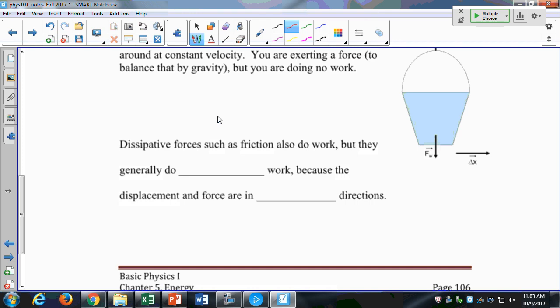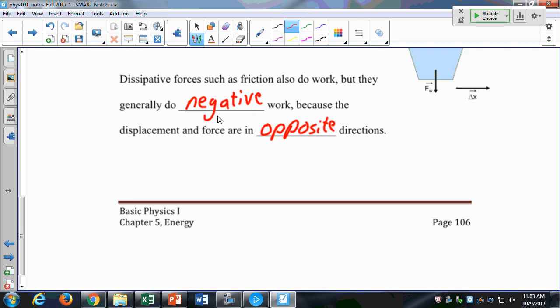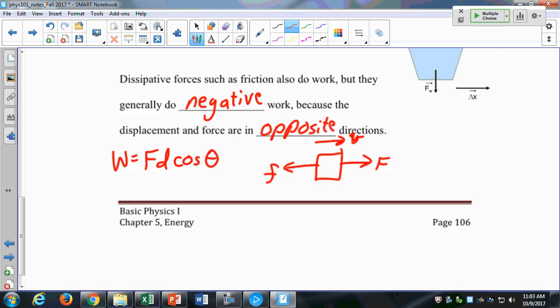Dissipative forces such as friction also do work, but they generally do negative work, because the displacement and the force are in opposite directions. Let's imagine this. My expression is W equals Fd cosine theta. Let's say that I have a block. I'm applying a force to it in this direction. It is moving in this direction. Say it has a velocity v in this direction. And then I have a frictional force that's acting in the opposite direction. So if I wanted to find the work that's being done by capital F, I would consider the angle between F and the displacement. What is the angle between F and the displacement?